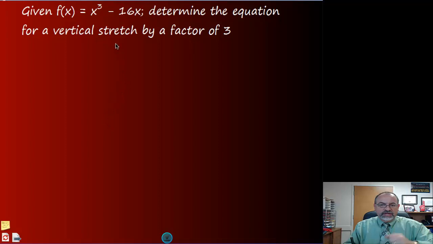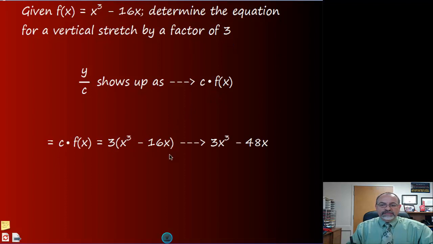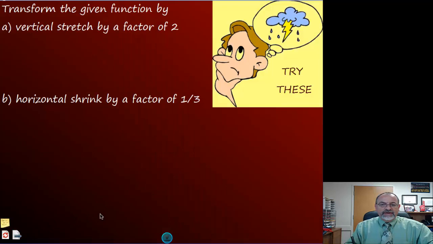Let's do an example. Let's take that same example we had before, and this time we're going to vertically stretch it by a factor of 3. So that would be y over 3 on this side, but then to solve it for y, we're going to multiply both sides by 3. So what we actually end up doing is multiplying the entire function by the factor of 3. So that's going to be 3 times the entire function. So we distribute the 3 and we end up with 3x cubed minus 48x. So that's kind of the mathematics behind it.